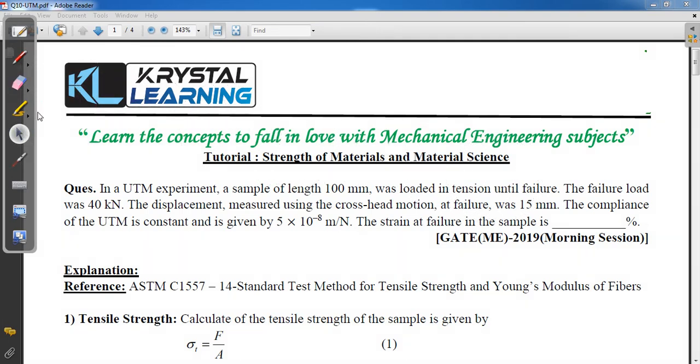I hope you enjoyed this lecture, and you got to know the concept of compliance, because in very good institutes like IITs or NITs they might be teaching this. So there they use this concept of compliance. Otherwise we just note down the crosshead displacement and we calculate the stress-strain curve and all that.